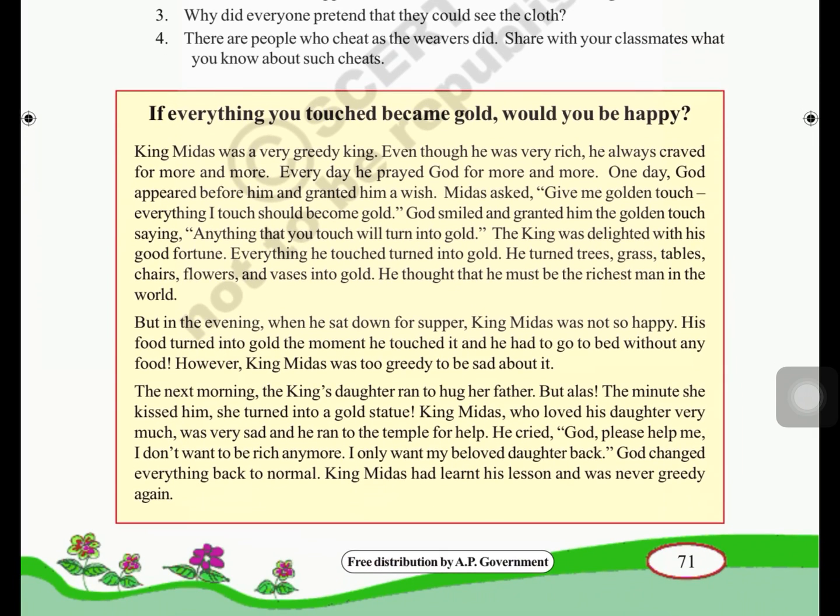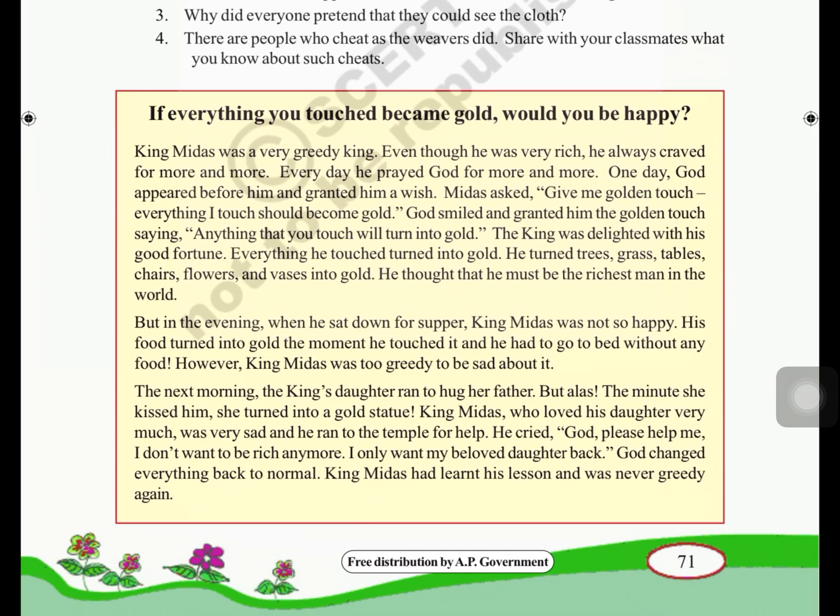If everything you touched became gold, would you be happy? We'll go through. Even this also will not be happy, to be frank. Why? What's the reason? King Midas was a very greedy king. Even though he was very rich, he always craved for more and more. Very greedy means even though he is very rich, still he is fond of gaining something. Still I need something. He wants to increase his wealth. Every day he prayed to God for more and more. I need more than this.